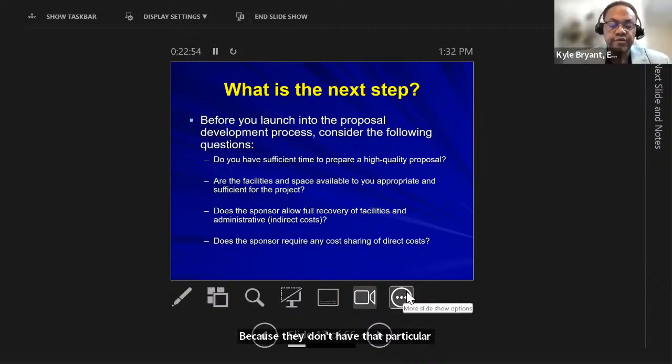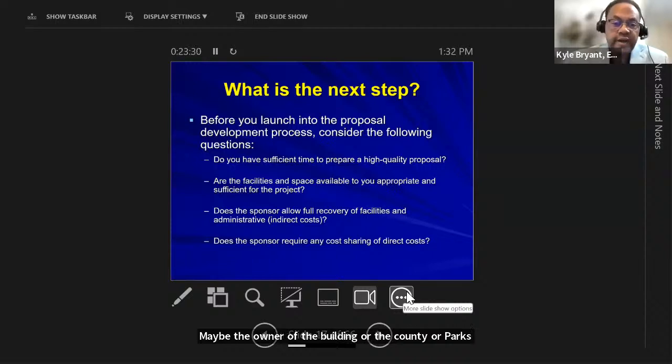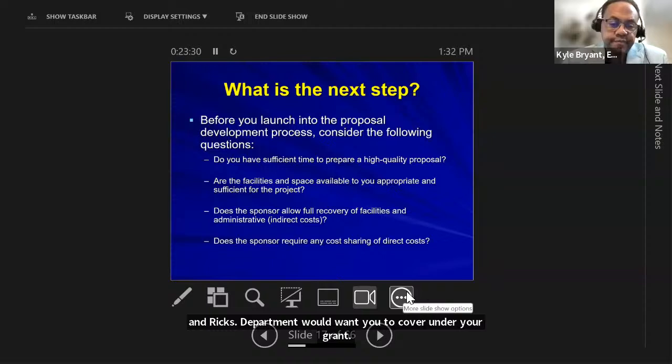So you have to find out if there is a cost associated with that, or what we call F&A costs, facilities and administrative costs. Like if you're going to use, say, a community resource room to teach ballet to young ladies in the community, and they need to use electricity and power to get access to that building after hours, then that's a cost that maybe the owner of the building or the county or Parks and Recs department would want you to cover under your grant. So make sure you get all those details.